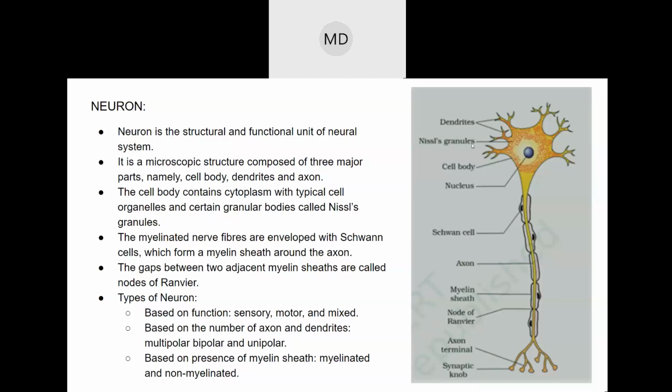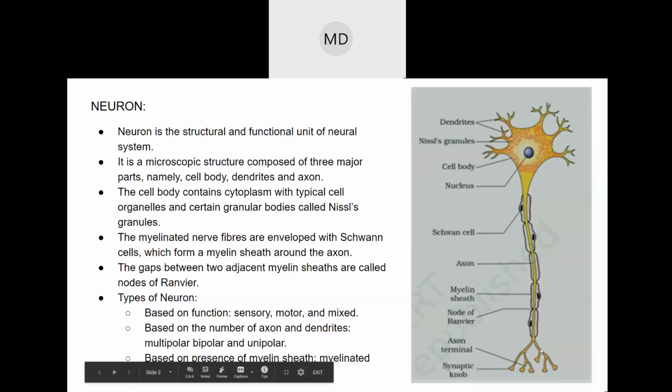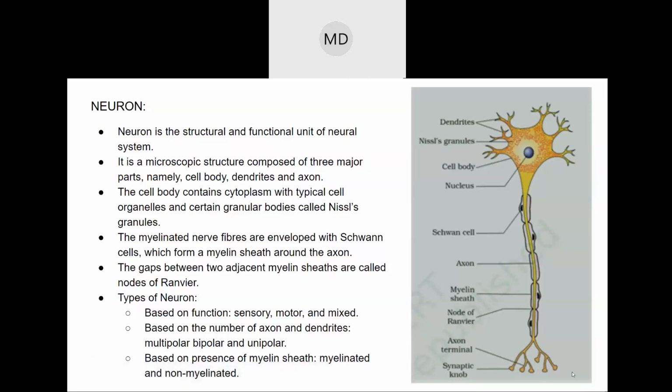So these granules are present, and then there is this axon which ends in the axon terminals. This portion seems to be like a root, right, it is sort of a root. This portion is known as the axon terminal. This long thing is the axon, and this is the axon terminal. And these bulb-like things are known as the synaptic knob.